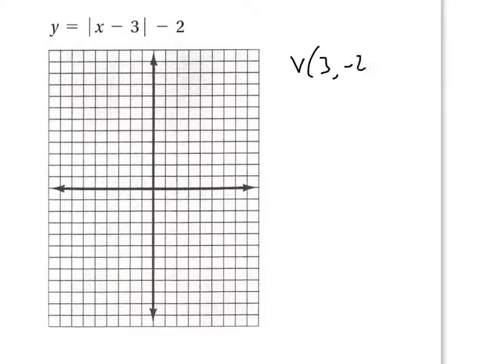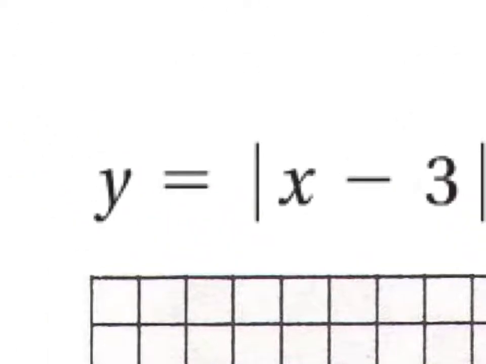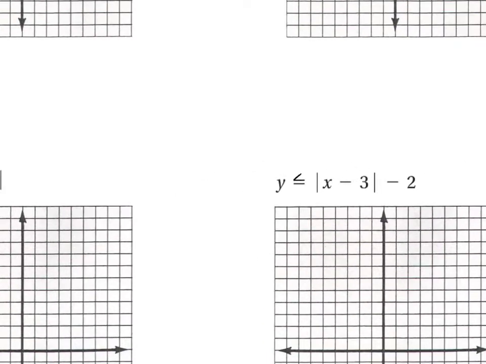3, -2, just like we were doing yesterday, right? A gives us the slope of the right side. What's A? 1. Okay, and one more thing. Looking at this, this is actually an equal sign here, right? That's a typo. Change that to less than or equal to. It's a typo.